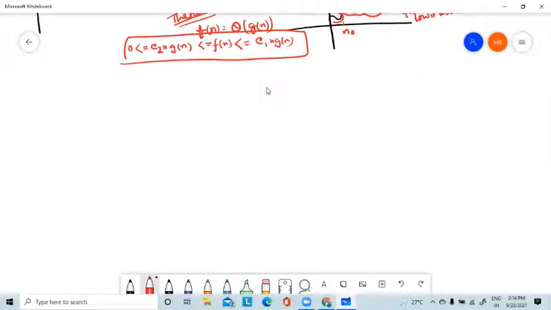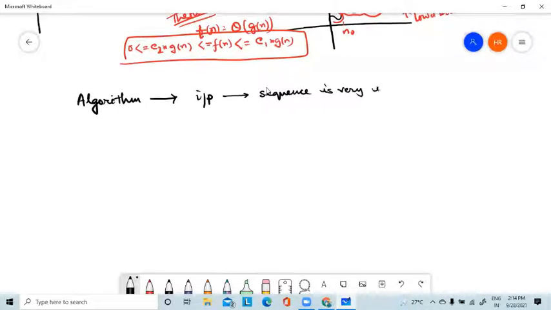Now before that, we have to understand another thing, that for a particular algorithm, when we are giving some input, the input sequence is very important. Why is this input sequence very important?